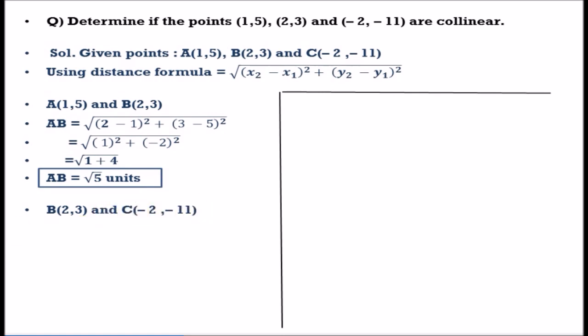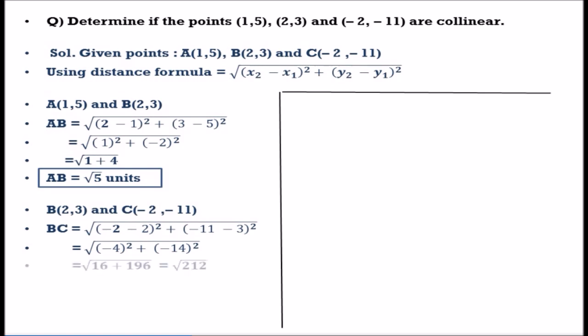So BC will be minus 2 whole square, second minus first, plus minus 11 minus 3 whole square. Second minus first again for the second coordinate. So we'll get minus minus plus, but sign will remain minus. 2 plus 2 is 4, minus 4 whole square. Similarly, minus 11 minus 3 is minus 14 whole square.